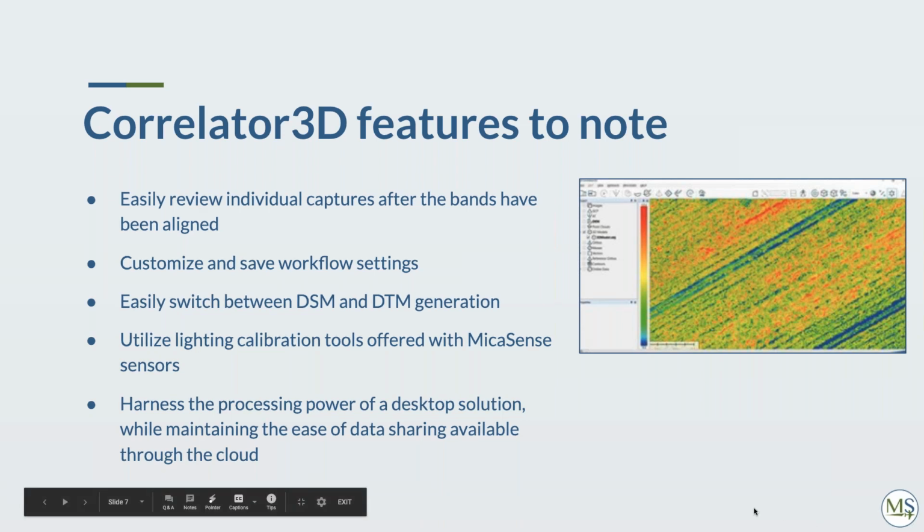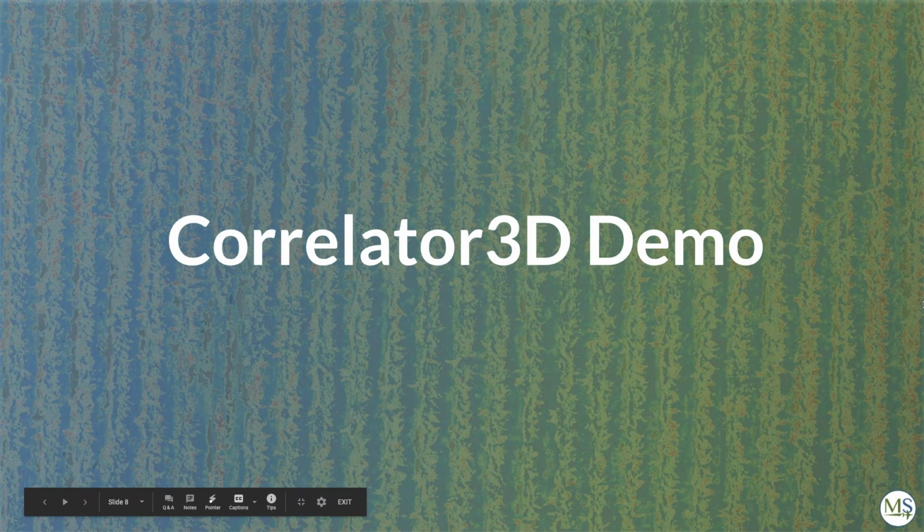So now that I've talked a bit about Correlator3D, let's jump into the demo of how you can work with an Altum data set. This is the data set that I will use for this presentation. I will go through the workflow from the creation of the project up to the generation of the mosaic, and also the creation of the vegetation indices.